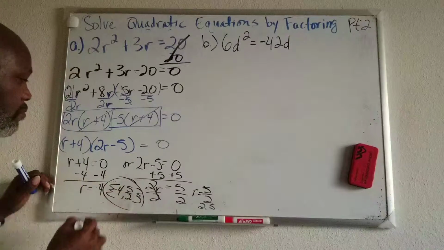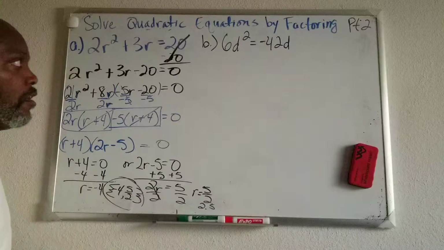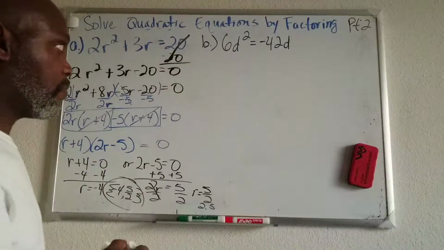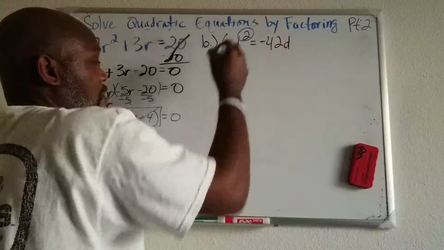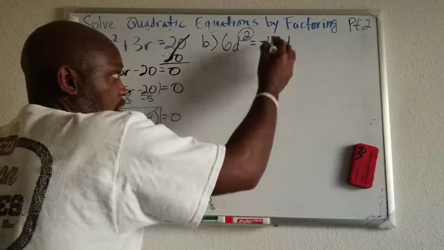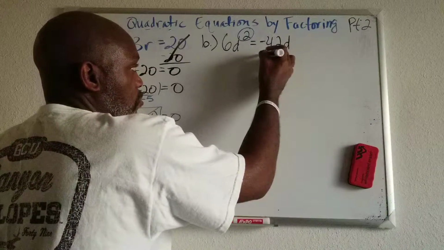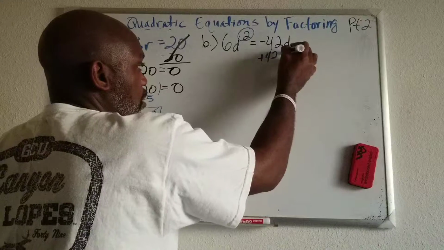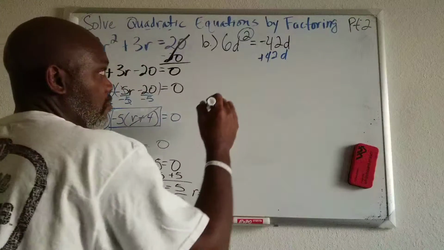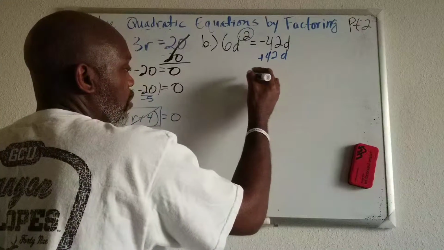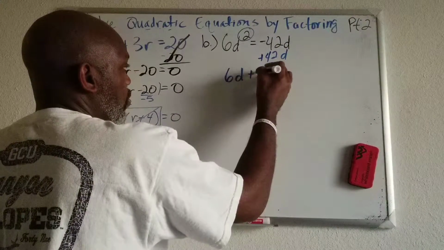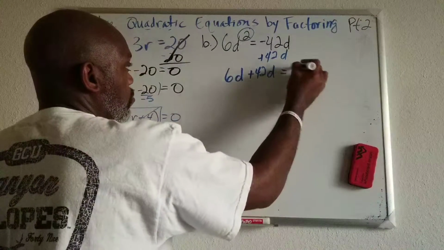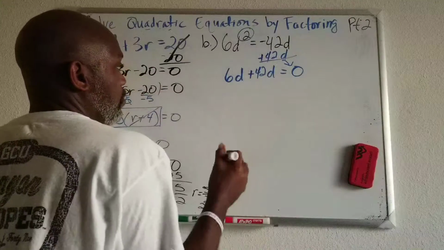Okay. Moving on to letter B. It's a quadratic equation because of this exponent. All right, so we need to get this to be 0 on this side, so we're going to add 42d to both sides. Okay. We end up with 6d squared plus 42d equals 0, right? Because that's what that equals.